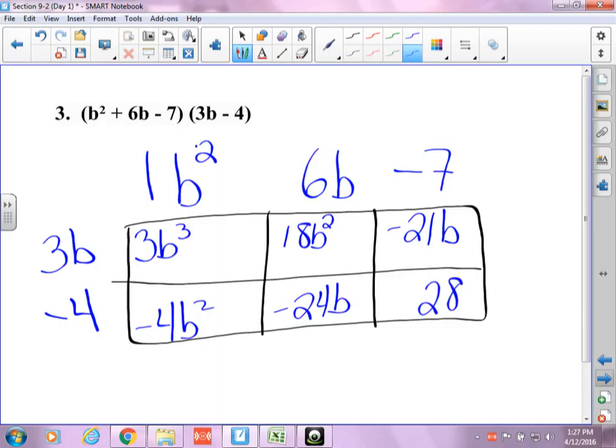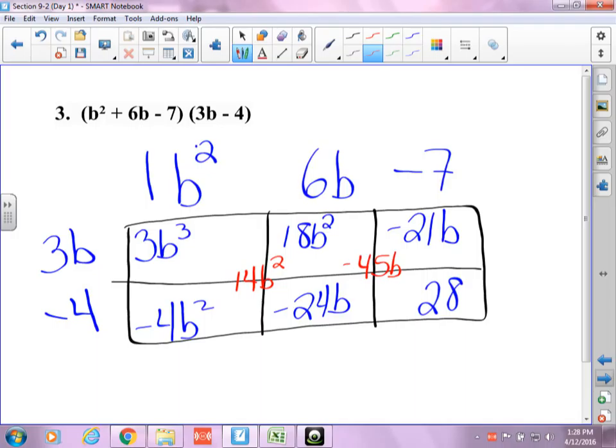That's right. Now, do we have like terms? Yes, we do. You'll notice that I have a negative 4b squared and an 18b squared. So add them together, what do I get? 14b squared. And I also have like b terms. So negative 24b plus negative 21b gives me negative 45b.